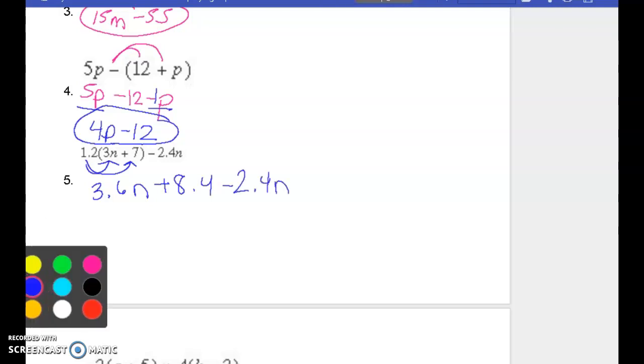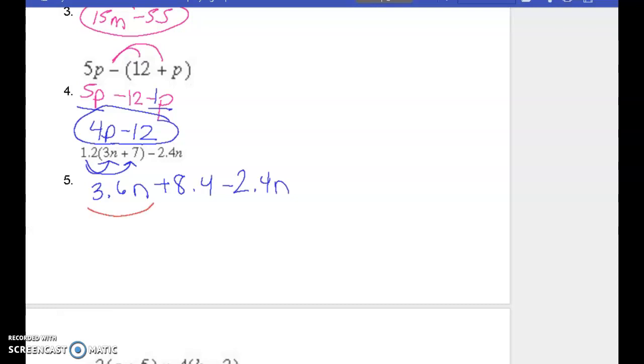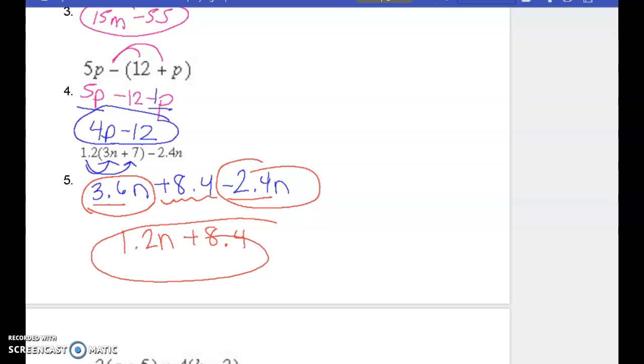Notice we're still looking for like terms, guys. No big deal. I got a 3.6n. I got a minus 2.4n. So just take these decimals right here. Type them in your calculator. 3.6 minus 2.4. That's going to get you 1.2n. And then notice we just bring down our constant, plus 8.4. That's as simple as it gets.